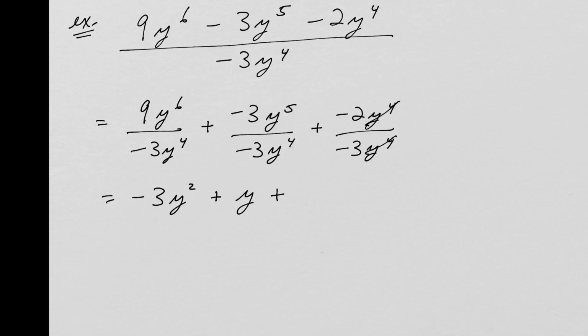So I would just leave this as, well, negative 2 divided by negative 3 is positive, and then you can't do anything else, so just leave it 2/3. So that would be the answer. Negative 3y squared plus y plus 2/3.